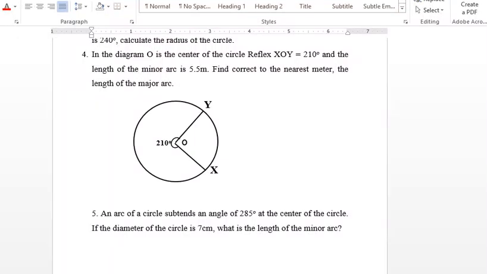So let's look at the next question, number 4. In the diagram, O is the center of the circle, reflex XOY is 210, and the length of the minor arc is 5.5. We're asked to calculate the length of the major arc. So how do we go about this question?